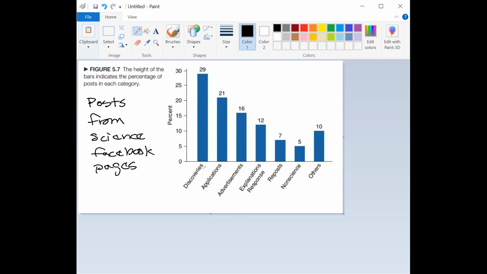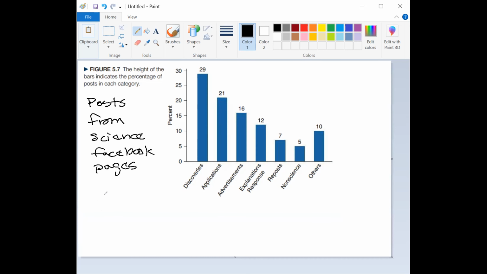And in particular, what these represent is the topic of the post. So the post was either about discoveries, or it was about applications, or there were posts that were advertisements, or there were posts that were explanations or responses, reposts. There were some posts that were not related to science at all, or then there was just a catch-all. All right, and so the question is, what is the probability that a post is an advertisement, is not related to science, or falls into the other category?